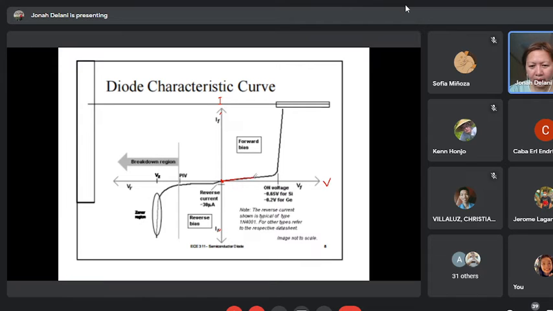Like current, gamay. But when it reaches a certain voltage, 0.65 volts for the silicon, 0.2 volts for the germanium, the current would increase largely. So gamay ray current pag increase, pag makaabot siya ani nga voltage, saka na dayon iyang current. This is called the on voltage or the threshold voltage.